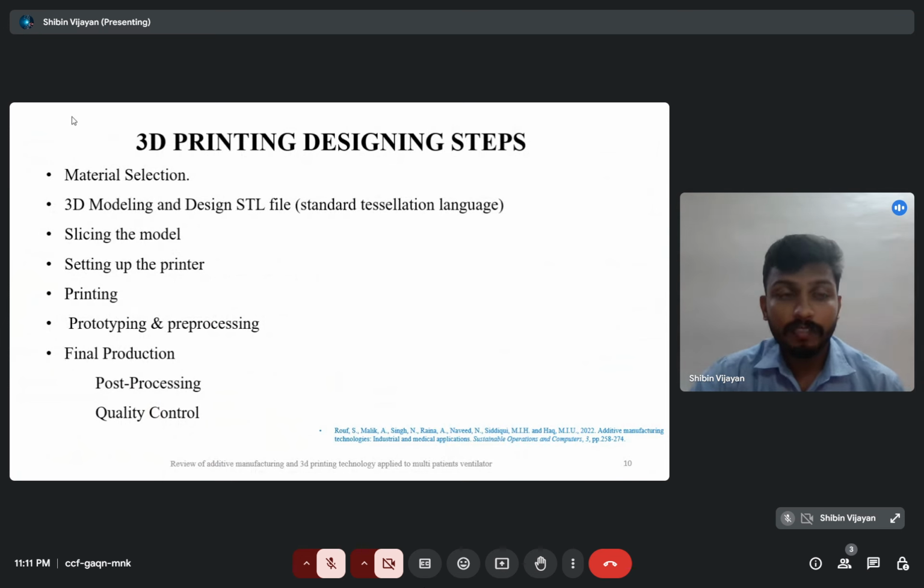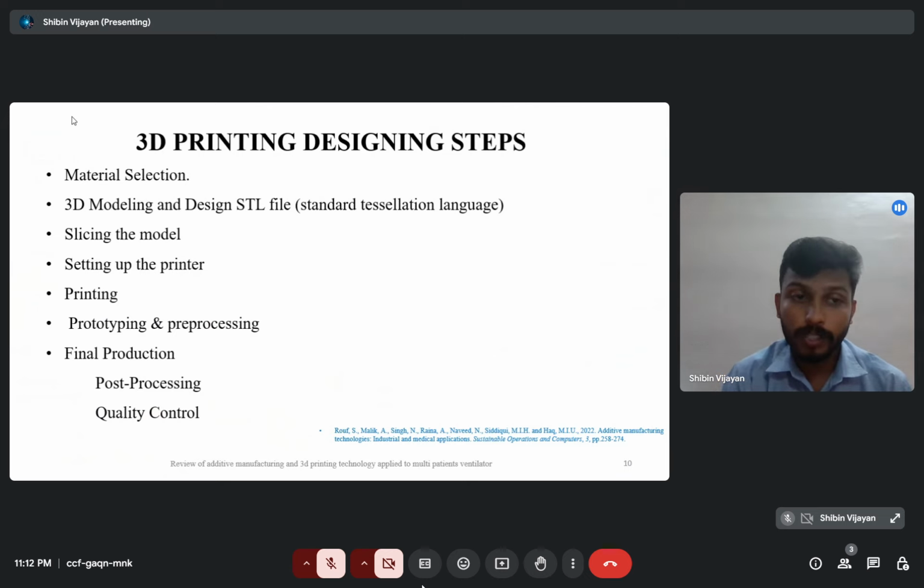Next are the 3D printing designing steps. First, material selection. The materials are classified into solid, liquid, and powder materials. Then the 3D model, which is a CAD model, computer-aided design. Then slicing this model: the machine understands only machine language, and the computer's file is not machine language, so the STL file formation is slicing this model. Then setting up the printer, the printer setup, the knob adjustment, and other parts of the setup.